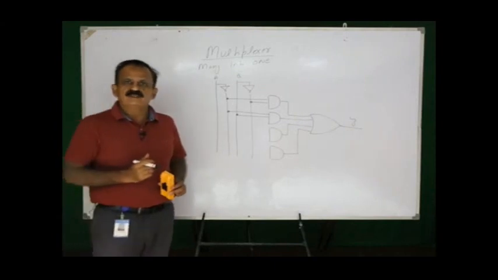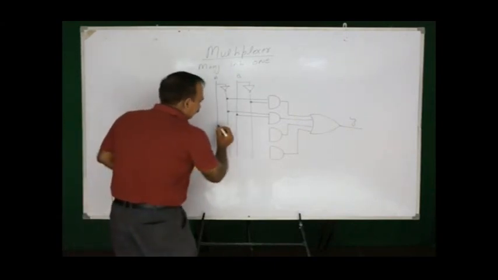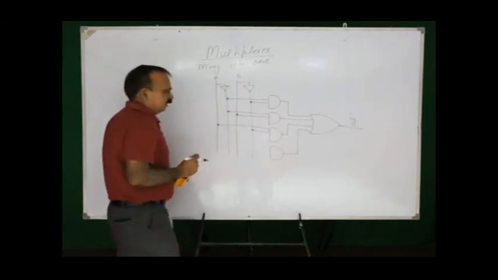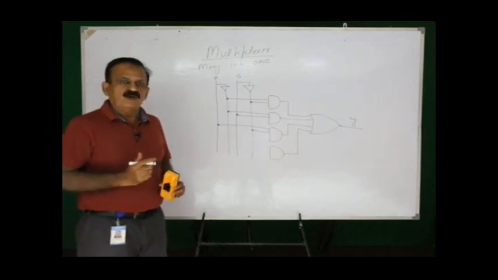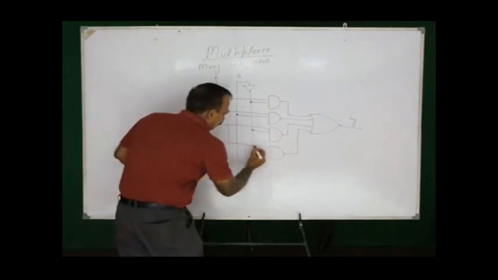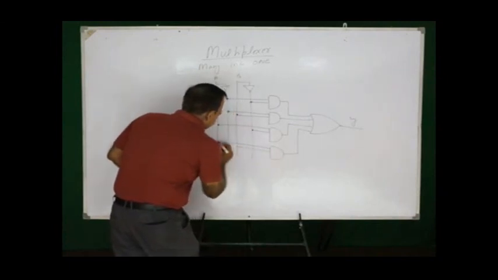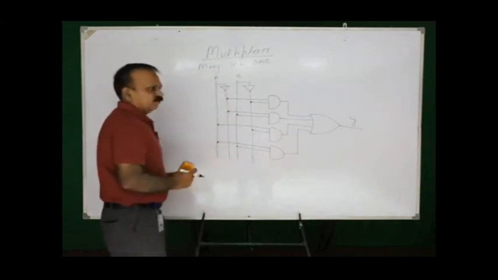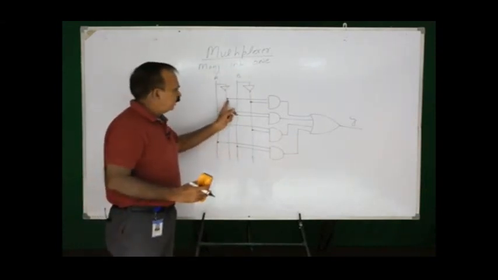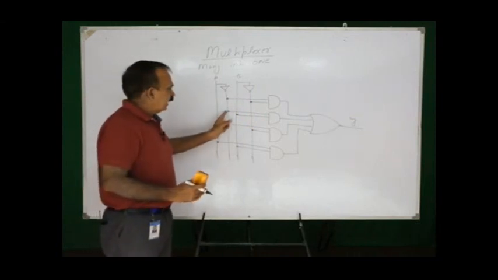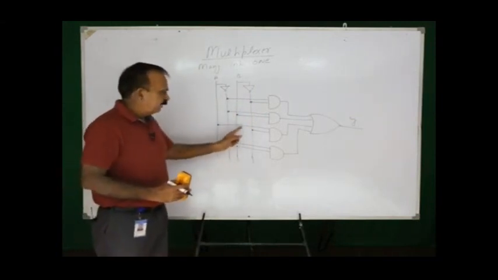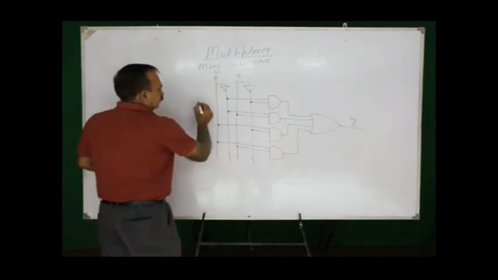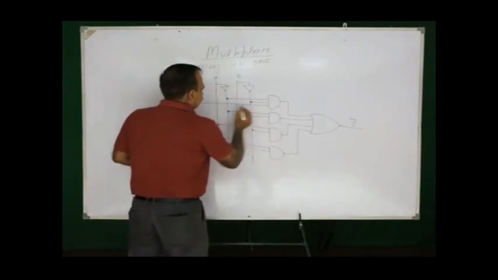The next is 1 0. The fundamental product will be A and B bar. And the last combination is 1 1, and the value will be A and B. So I connected these gates according to the fundamental product of the 4 combinations: 0 0 A bar B bar, 0 1 A bar and B, 1 0 A and B bar, and 1 1 this is A and B. The 4 inputs will be connected to these gates.